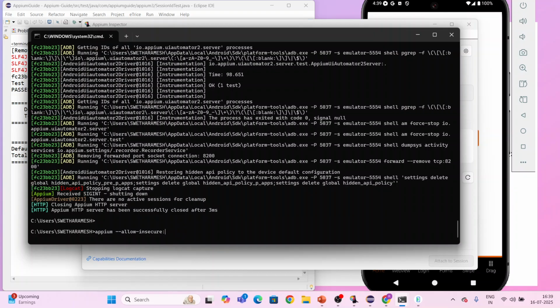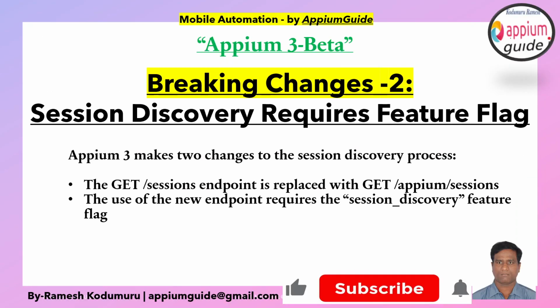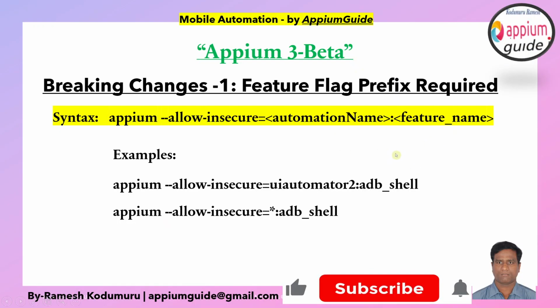So insecure colon equal to, as you know, when you're in Appium 3 and using this argument allow insecure, we need to provide a driver, that is the automation name, or an asterisk mark. Okay, I have discussed this in the breaking changes 1. Okay, so this is the one.